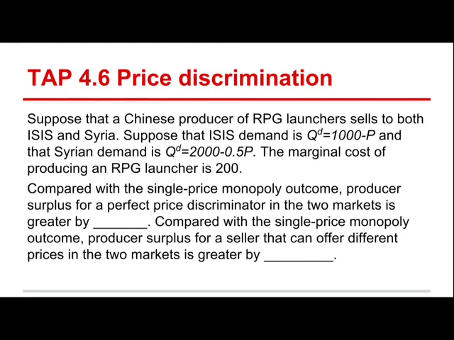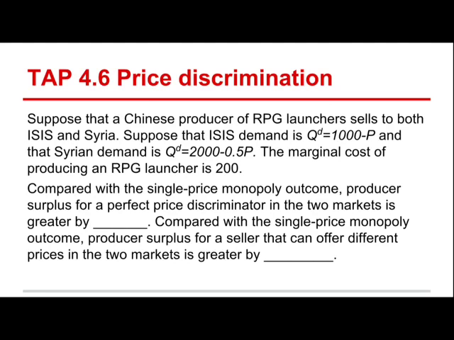All right, I wanted to put up a screencast on application exercise 4.6. Here we've got this Chinese manufacturer of RPG launchers. They can sell both to ISIS and Syria. ISIS's demand is quantity demanded equals 1,000 minus P. Syria's demand is quantity demanded equals 2,000 minus 0.5 P. And there's a constant marginal cost of producing an RPG launcher of 200.